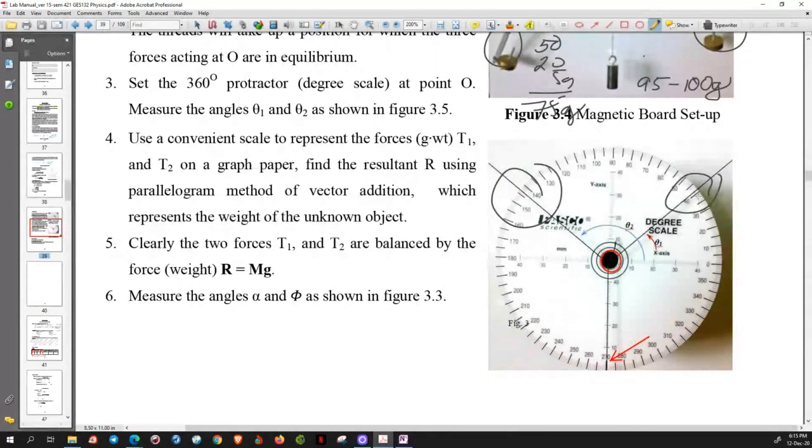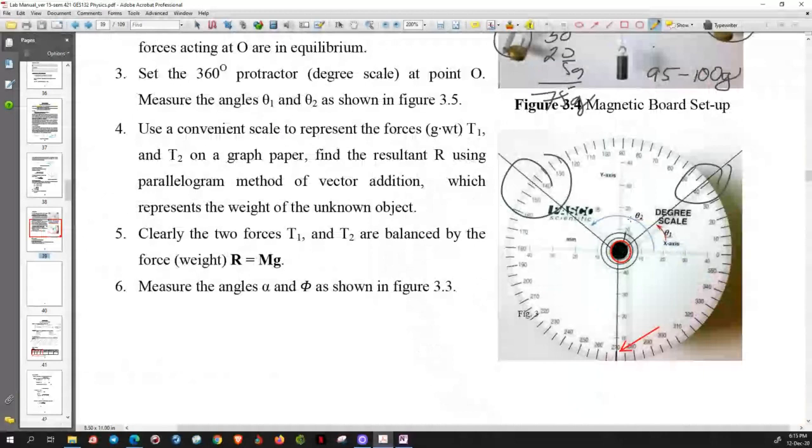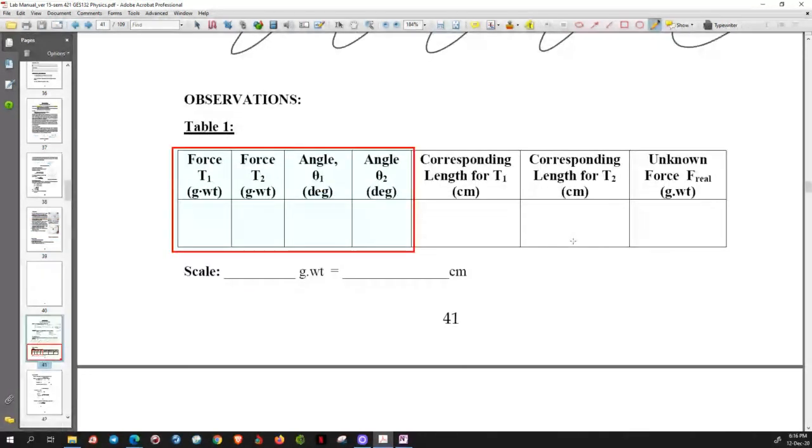Now, don't worry. In this case, θ1 is 41 degrees, θ2 is 140. Let me zoom in. How much is that? 141, 42, 43. Okay? θ2 is 143. Don't worry that you will get somewhere different with θ1 and θ2. If one of them is different, the other one will follow. So let's go to our reading here and record the values. We know this is 75, 75, 41, 143. Any questions so far? Okay, let's continue.